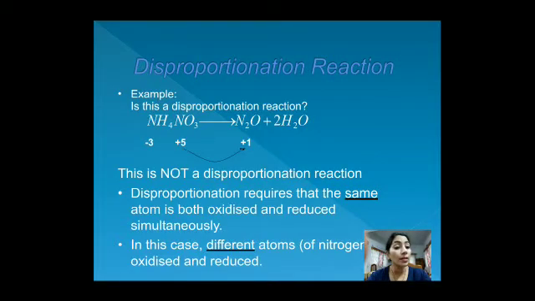Disproportionation means one element alone shows different oxidation states, both oxidation and reduction. But in ammonium nitrate, it is two different nitrogen atoms showing different oxidation states. There is an ammonium ion and a nitrate ion. The nitrogen in ammonium has a -3 oxidation state and converts to +1. The nitrate ion has a +5 oxidation state and converts to +1. Disproportionation requires that the same atom is both oxidized and reduced simultaneously. In this case, different nitrogen atoms are oxidizing and reducing.